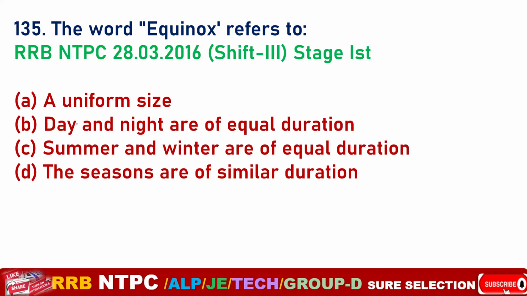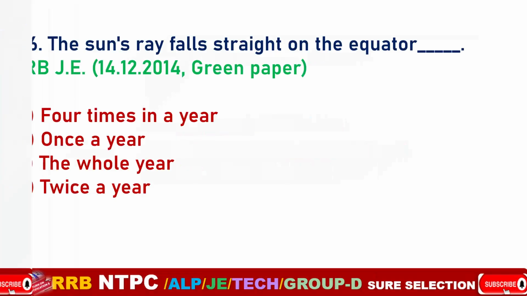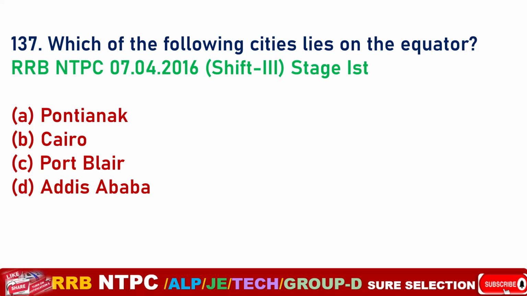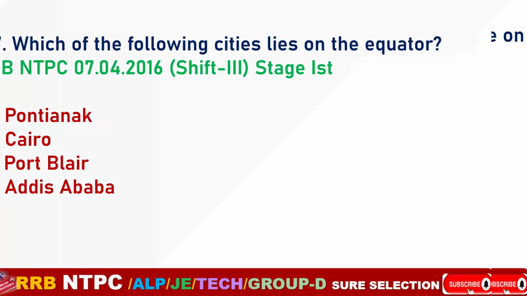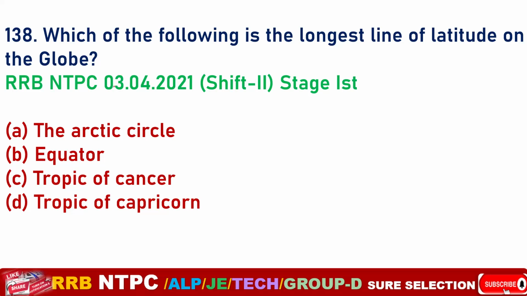The word equinox refers to days and nights of equal duration. The sun's rays fall straight on the equator. How many times? Twice a year. Which of the following cities lies on the equator? Pontianak. Which of the following is the longest line of latitude on the globe? The longest line is the equator.